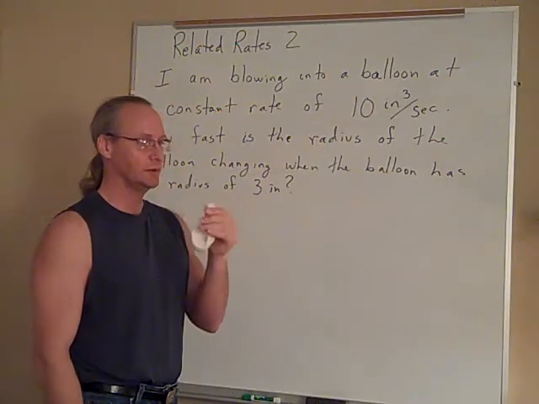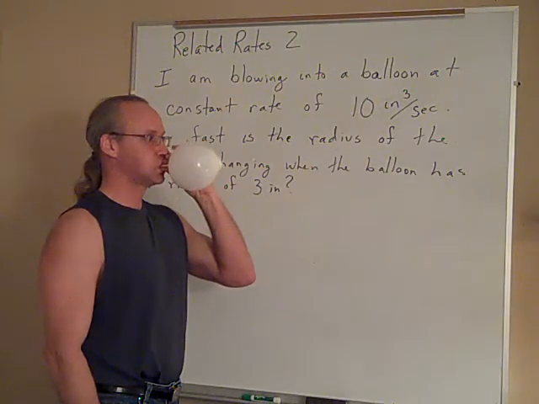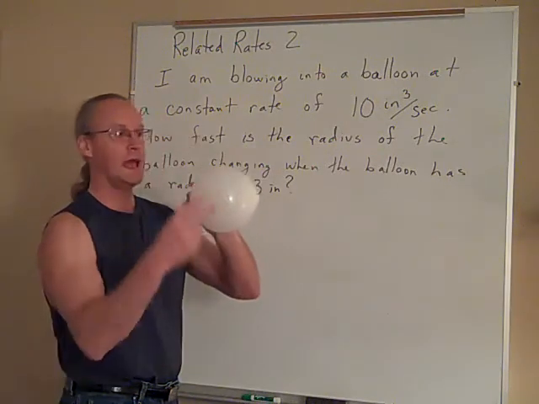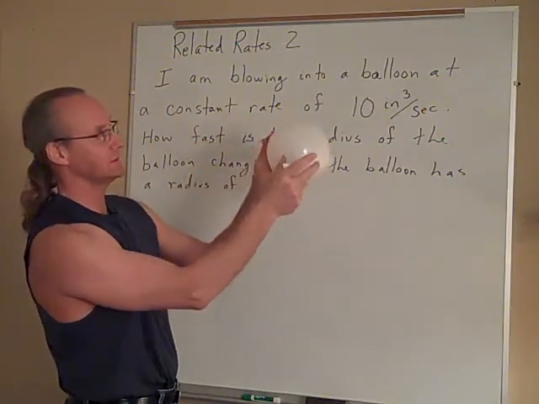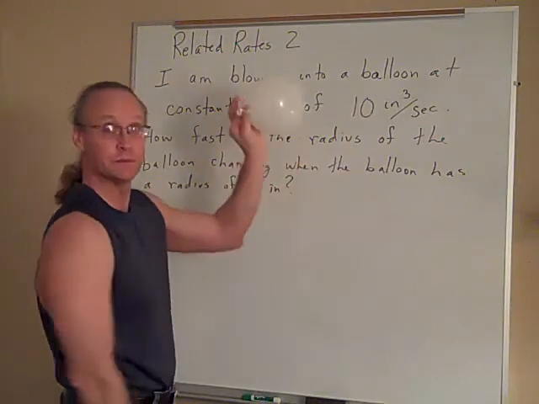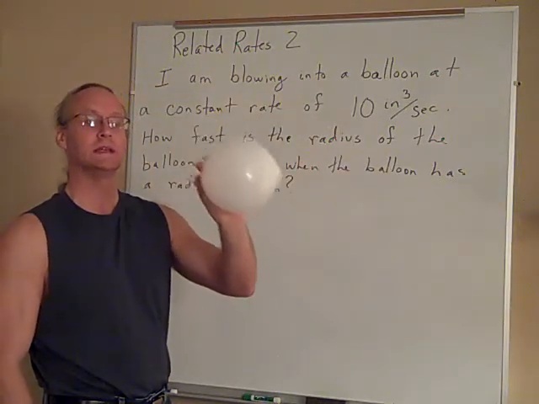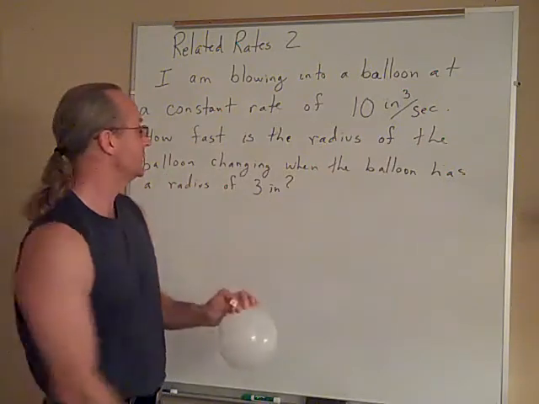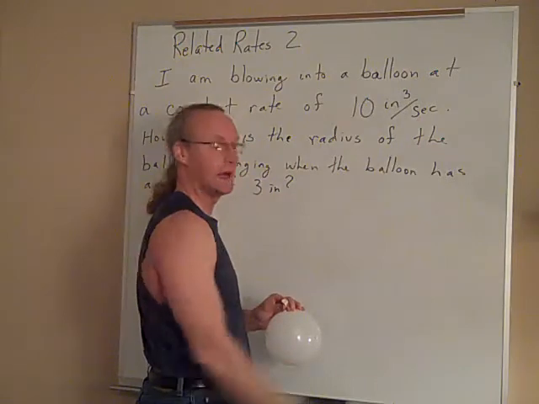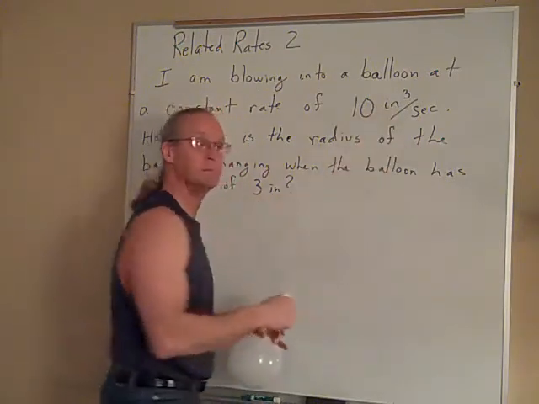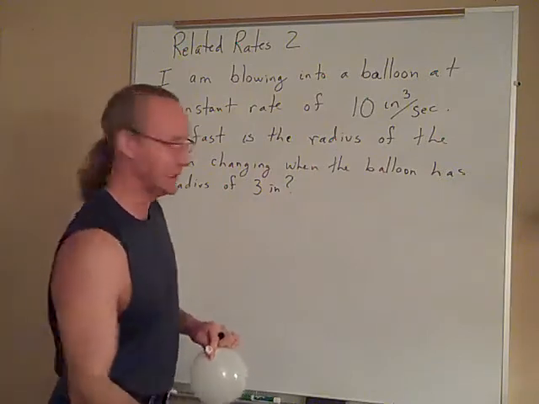So I'm blowing into the balloon at a constant rate. And when the radius is 3 inches, this is about 6 inches across, so the radius right now is about 3 inches. At this point in time, how quickly is the radius expanding? Now we know that the volume is changing at 10 cubic inches per second. So all we have to do is write a relationship between the volume and the radius.